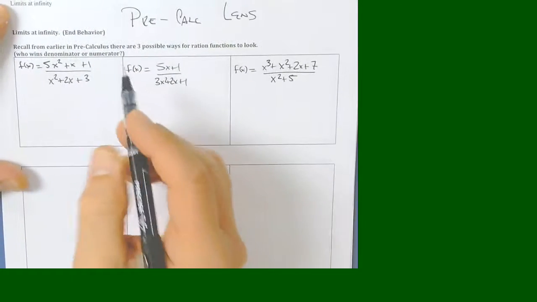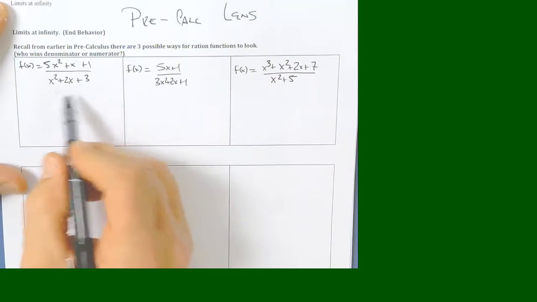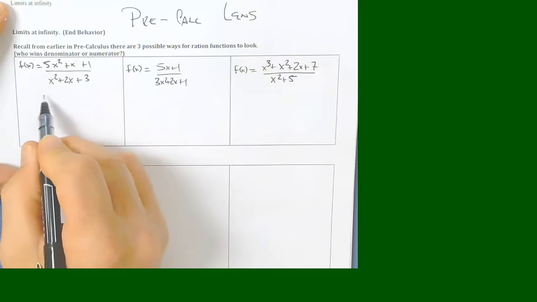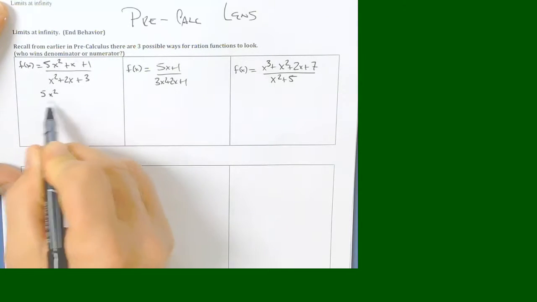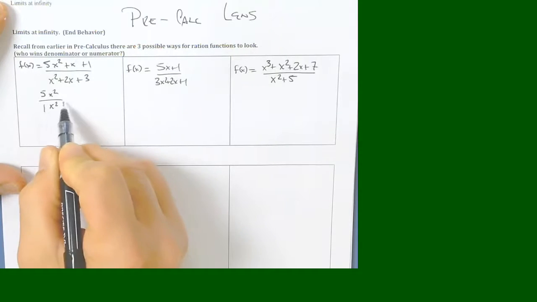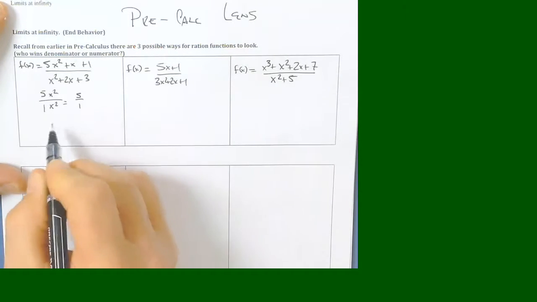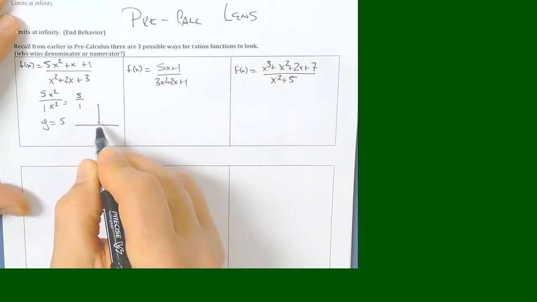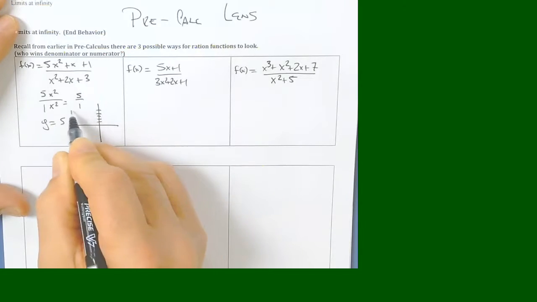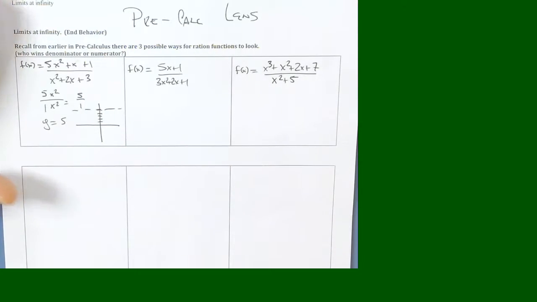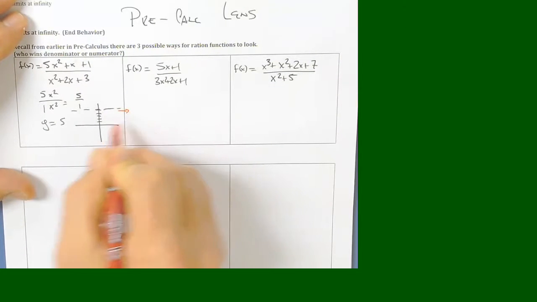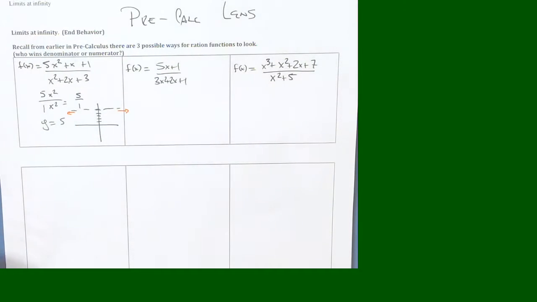Pre-calc lens. We look at the highest degree, and we see that we have an x squared. So we say, okay, 5x squared over 1x squared, 5 over 1, y equals 5. Horizontal asymptote, also known as end behavior asymptote. We don't know what's happening in between there, but we know at the infinities we are going to 5 on both sides.